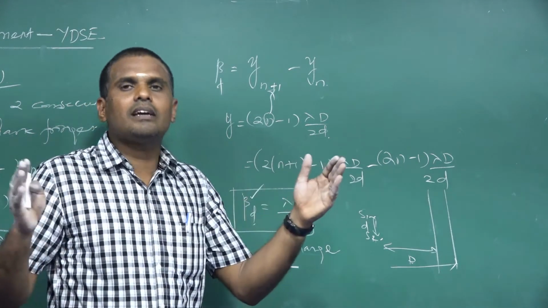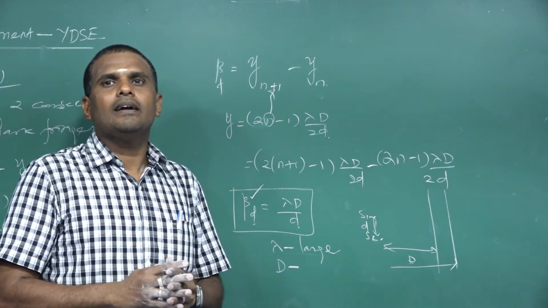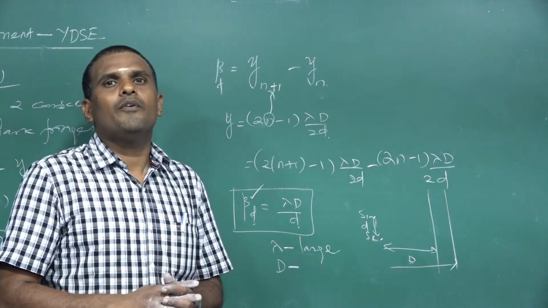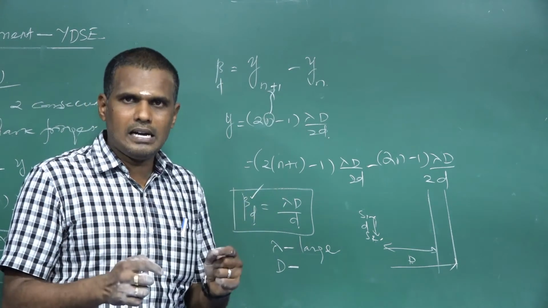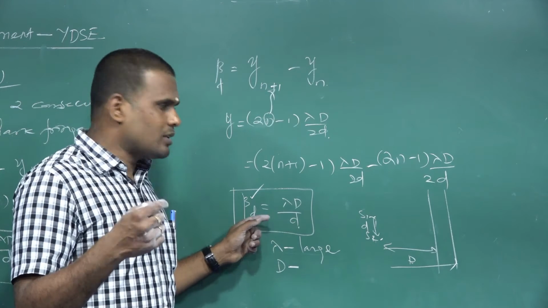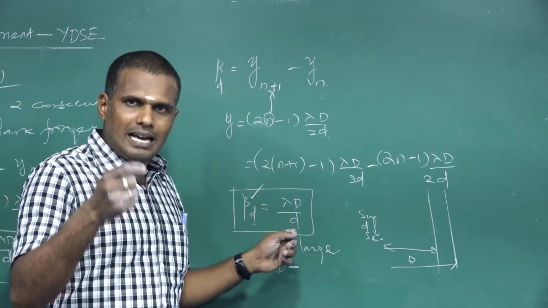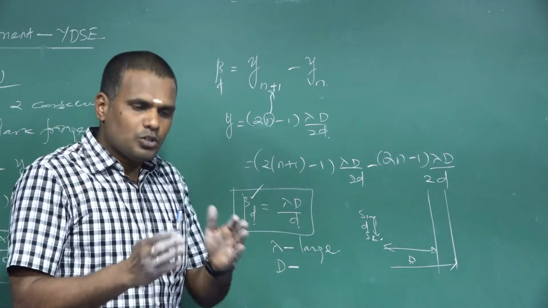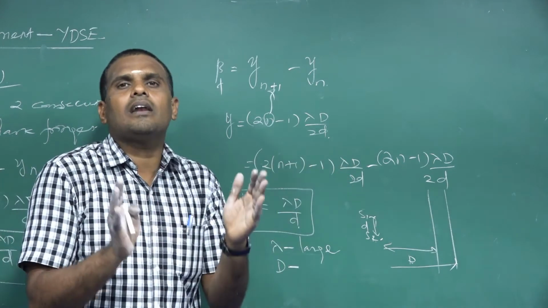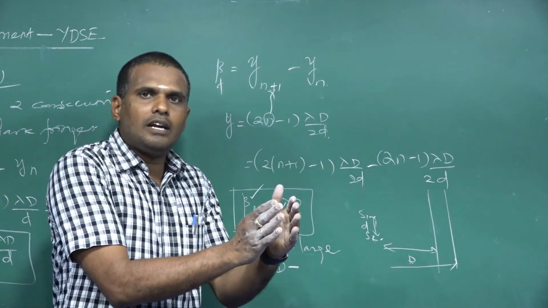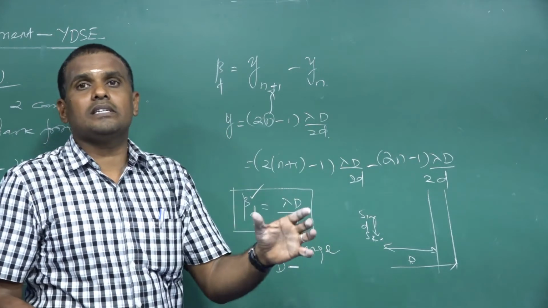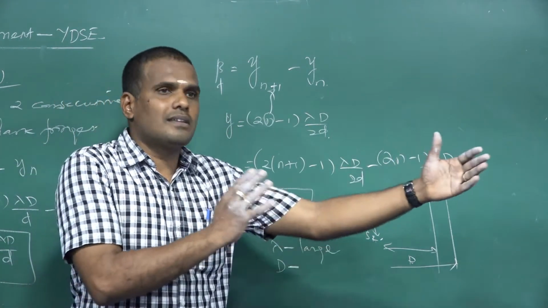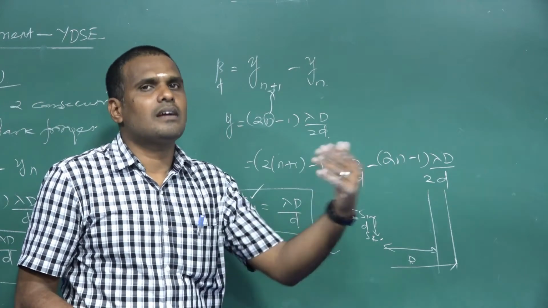On either side of the central white fringe, you will be getting colored fringes of varying thickness, because as we saw, bandwidth depends upon wavelength. Violet has least wavelength, red has greater wavelength. So as you move from the central white fringe, you will be getting violet fringe, then indigo, blue, green, yellow, orange and red, and so on. And these fringes will have different thickness, because their wavelengths are different.